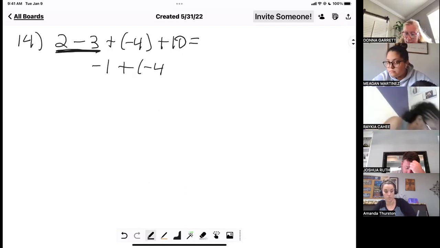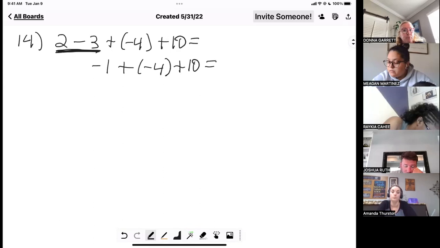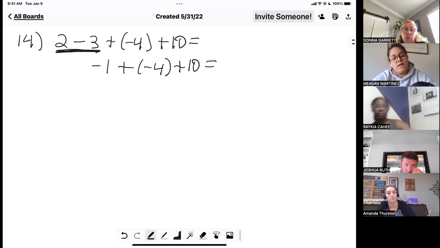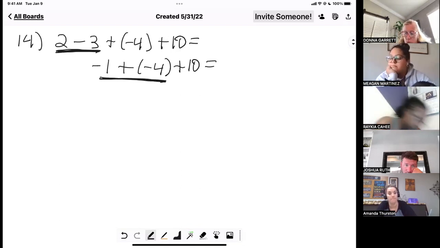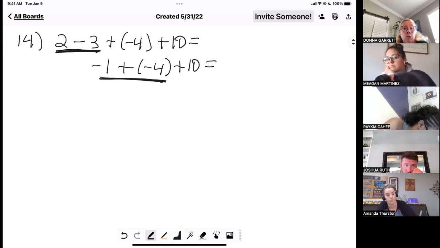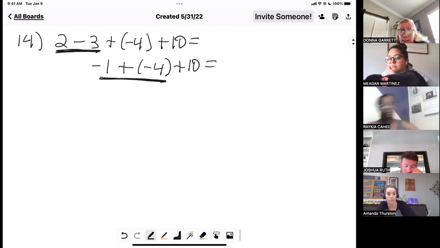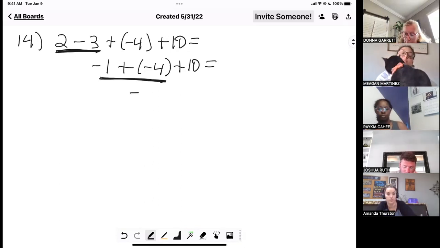Plus negative, let's bring everything else down. And now the next thing we have to do is adding. So we have adding right here. Okay, negative 1 plus negative 4. They're the same sign, so I add them and keep the sign. 1 plus 4 is 5. They're both negative, so negative 5.